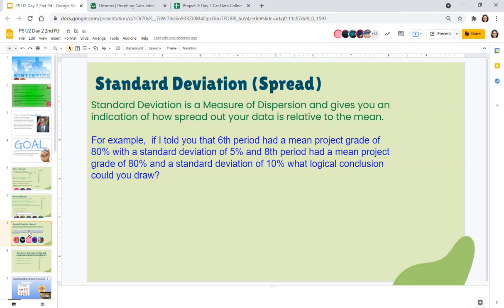If I told you that the 6th period class had a mean project grade of 80% and a standard deviation of 5%, but the 8th period class had a mean grade of 80% and a standard deviation of 10%, what conclusion could you draw from that? Raise your hand if you can share an idea. What would that mean if they had the same mean, but 6th period had a standard deviation of 5, and 8th period had a standard deviation of 10?